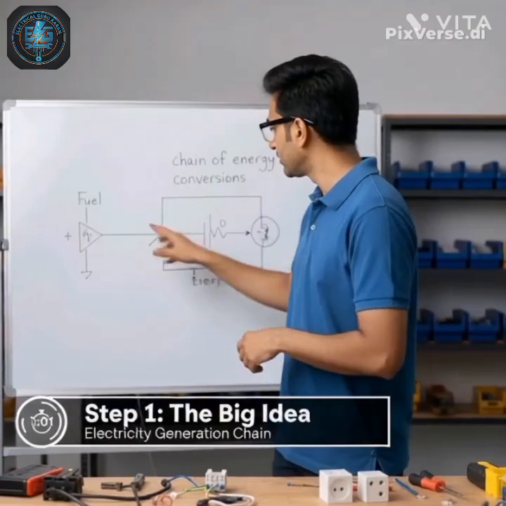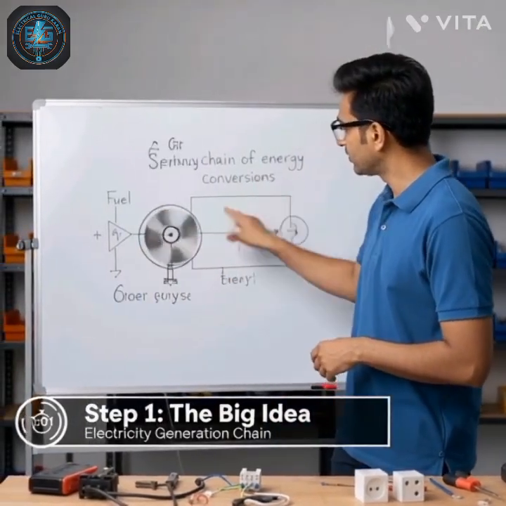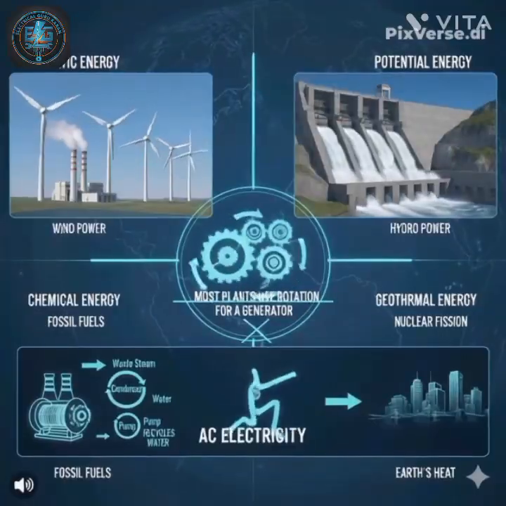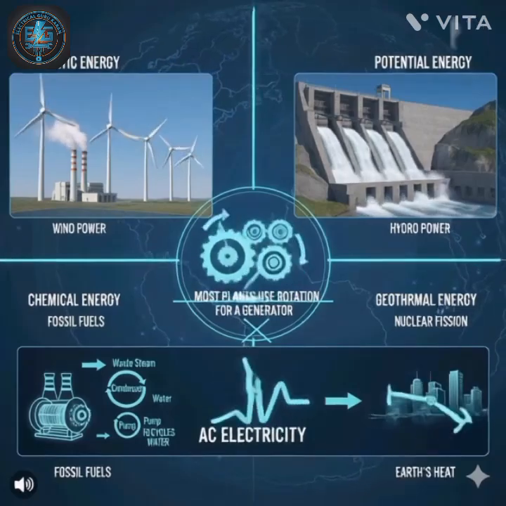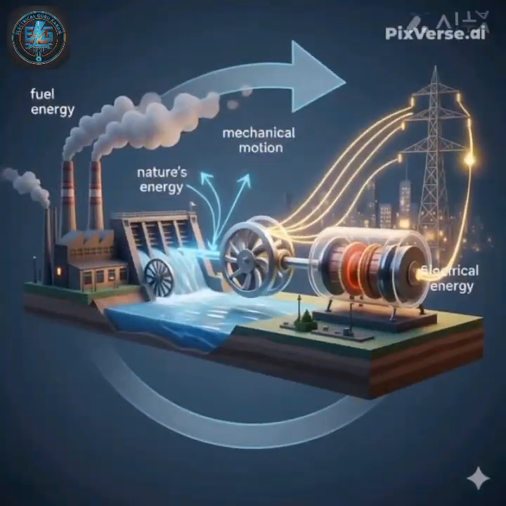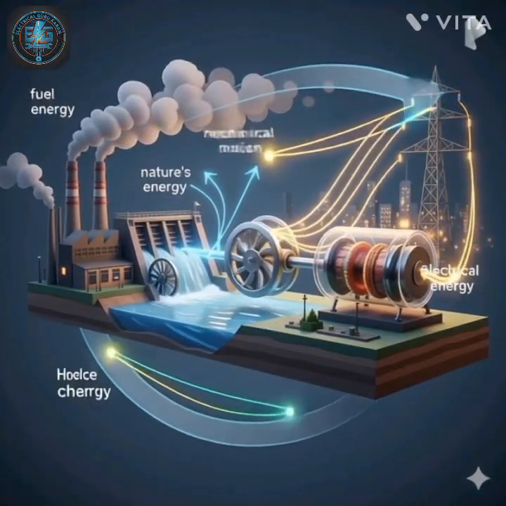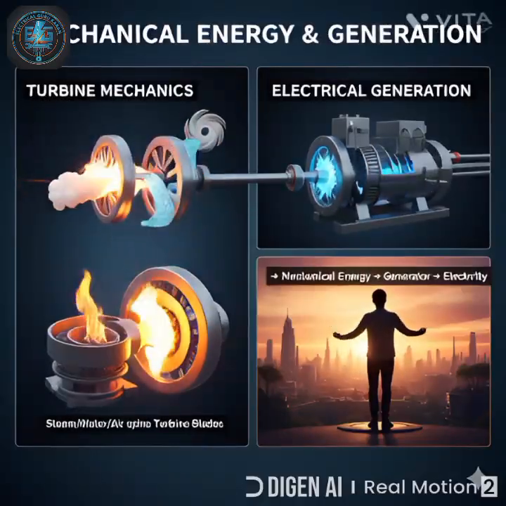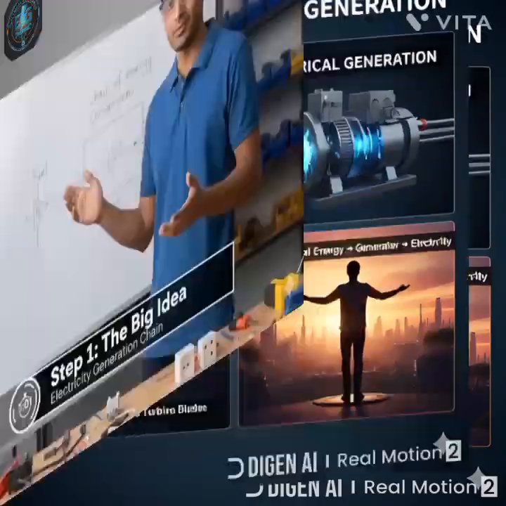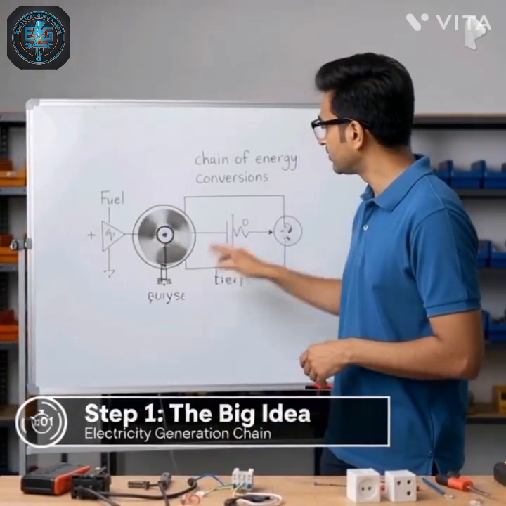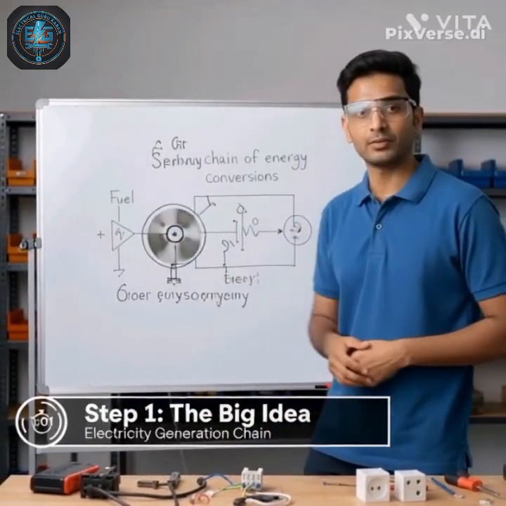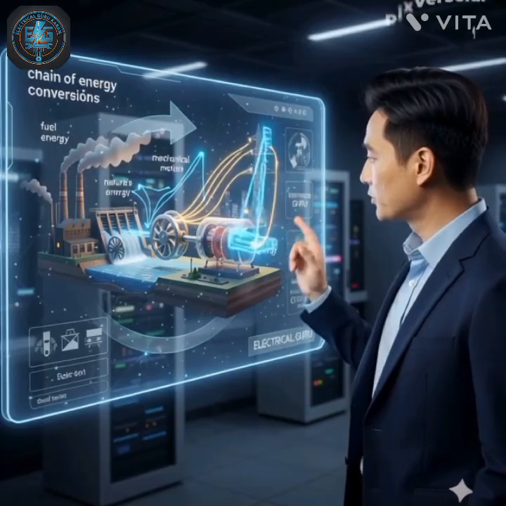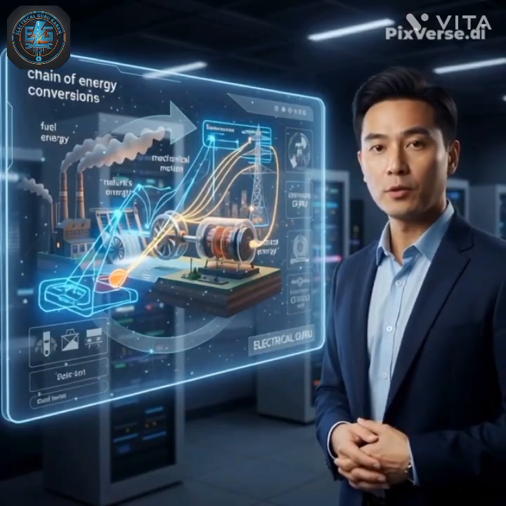Let's start. Step 1. The big idea. Electricity generation is a chain of energy conversions. A power plant takes energy stored in fuel or nature, converts it to mechanical motion, and then converts that motion into electrical energy using electromagnetic induction. In plain words, something spins a generator, and the generator makes electricity.